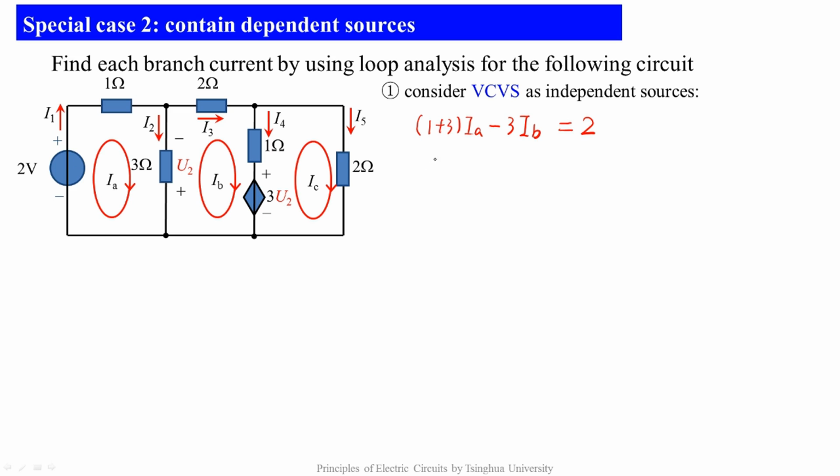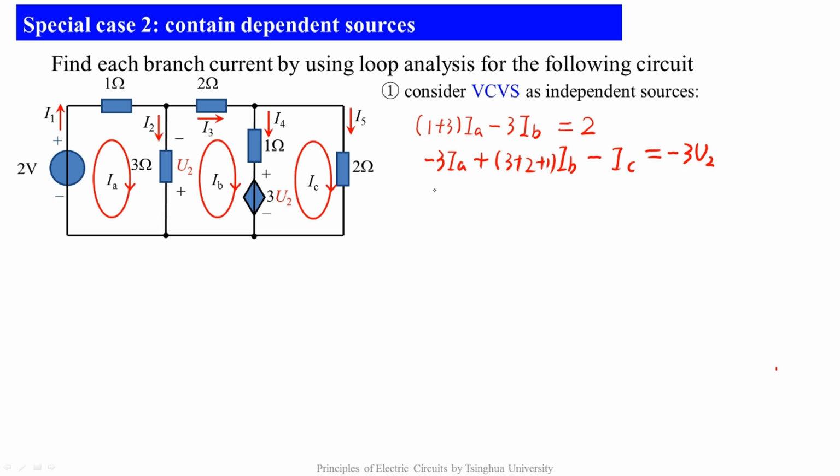Next, look at loop B. The mutual resistance with loop A is also minus 3, so it is minus 3 times IA. Its self-resistance, which is 3 plus 2 plus 1, should be 6 times IB. The mutual resistance with loop C is minus 1 ohm, so that is minus IC. The right side is the voltage rise across all the voltage sources along the loop direction. Now we consider the dependent voltage source as an independent voltage source temporarily and pay attention to its reference direction. So it should be minus 3 times U2.